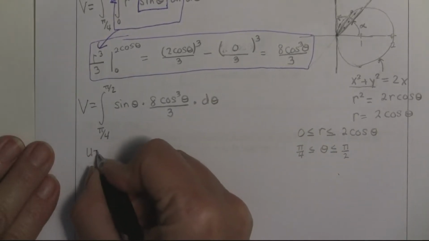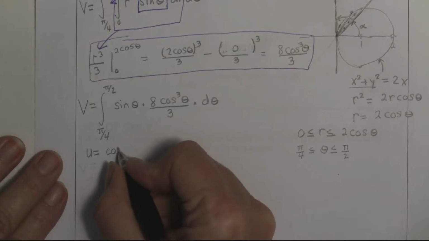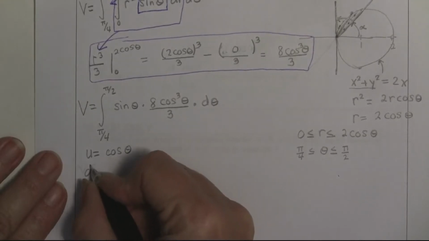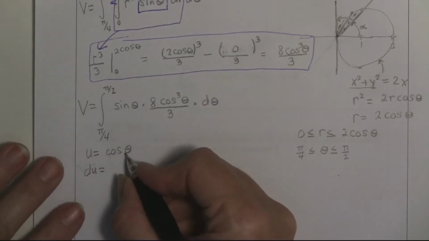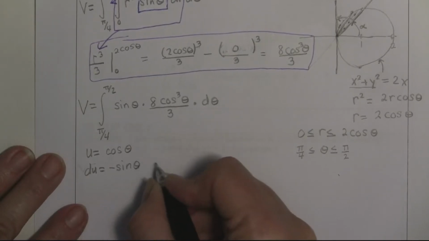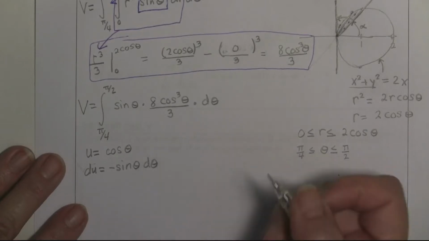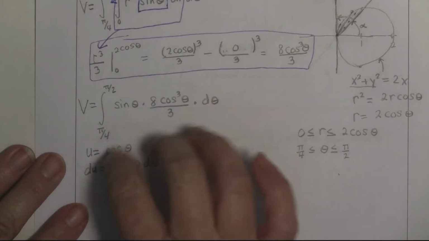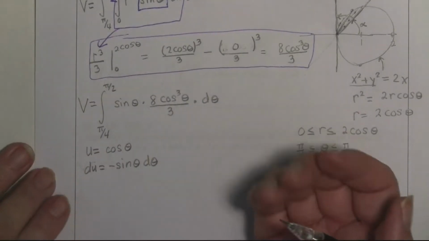And so u equals cosine of theta, and du equals, now the derivative there is negative sine of theta d theta. And I don't have a negative sine of theta, so I'm going to put in an extra negative.